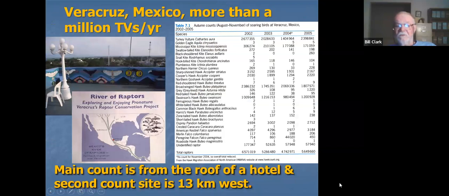So these are counts from some years previously, 2000, 2005, and you can see that there's between 1.5 and 3 million turkey vultures counted every year. So it's a very numerous bird because if you look at the range map, you'll see that these migrants are only occupying a very small portion of their total range. So it's a very successful species in the Americas.